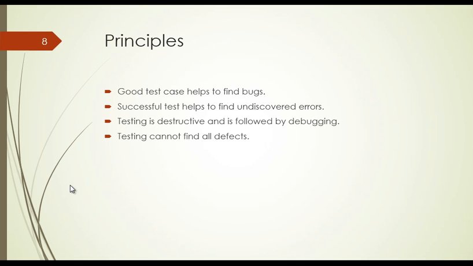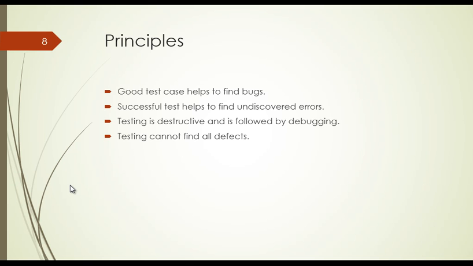Some of the main principles of software testing: if you design a good test case, it's obviously going to find bugs. A successful test has to find undiscovered errors. So you may undergo one test, you may undergo a second test, and if the test is said to be successful, then new errors have been discovered. Now, testing can be destructive. That's obvious.